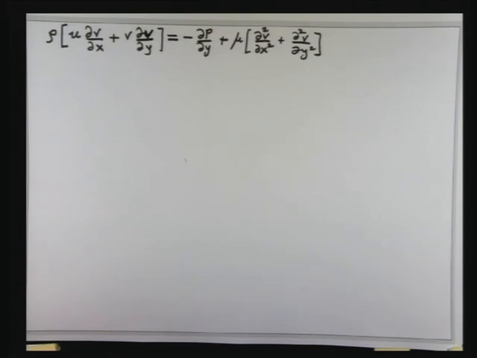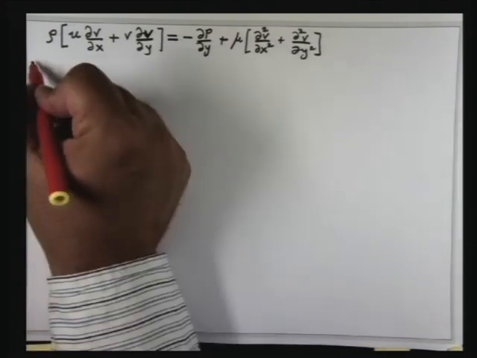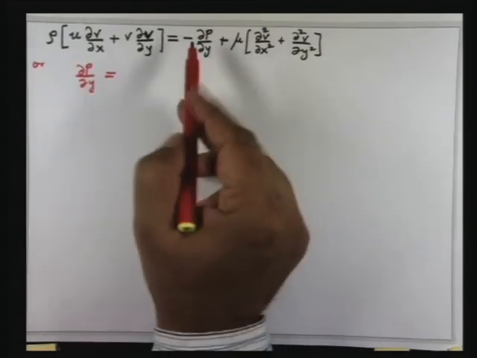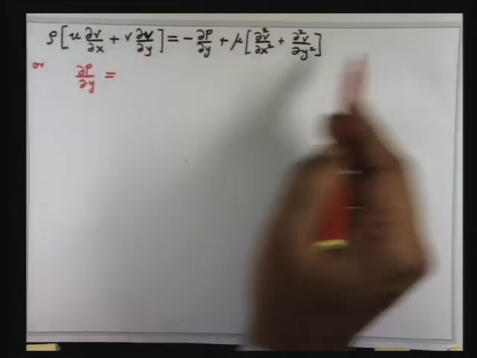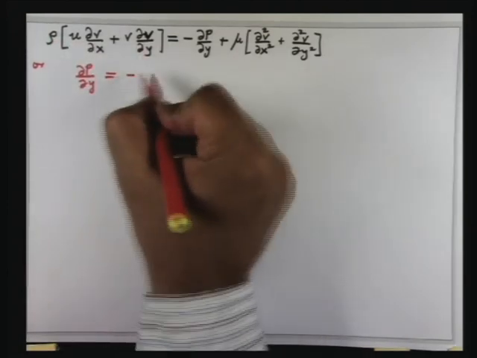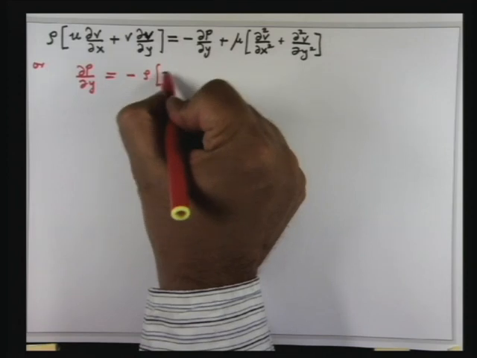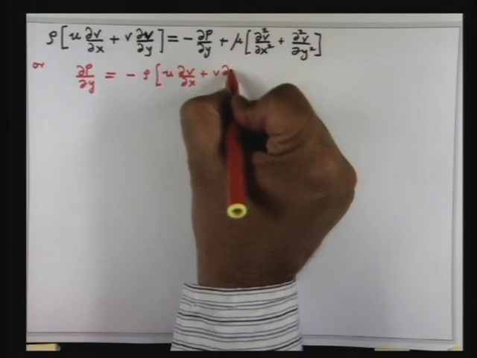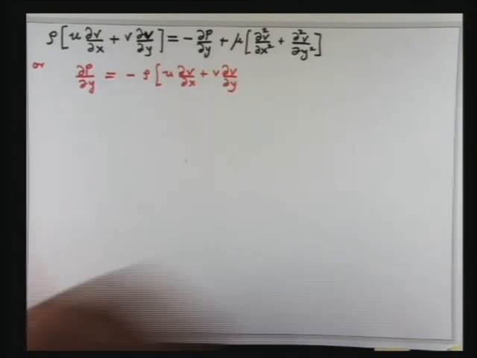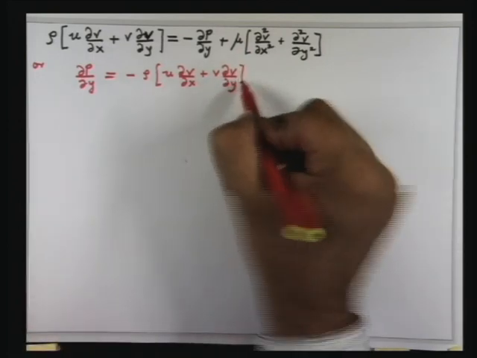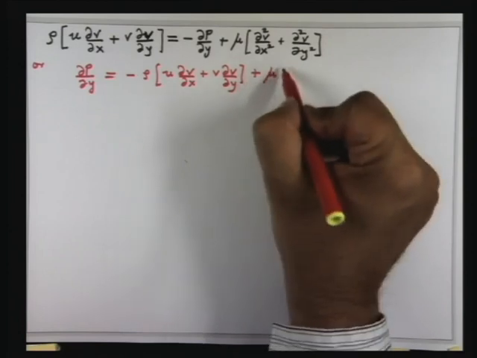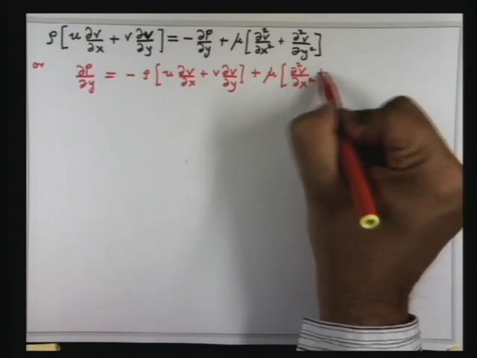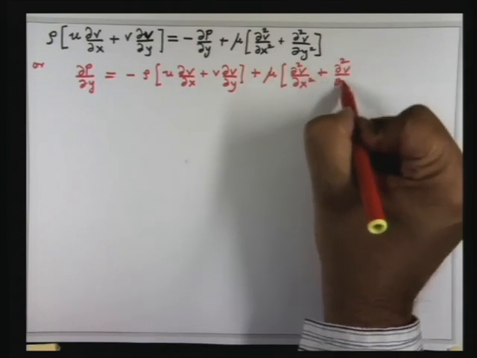Now let me rearrange this equation and keep the del p del y term on one side. So I bring this term to the left hand side and move these two terms to the right hand side. So this will be minus rho into u del v del x plus v del v del y plus the viscous term mu del 2v del x squared plus del 2v del y squared.